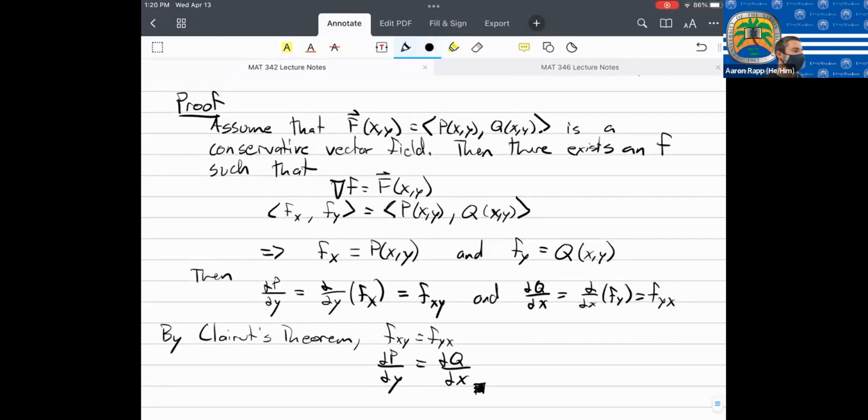So there's our entire proof. If it's a conservative vector field, I can guarantee you, thanks to Clairaut's theorem, that the mixed partial, so partial of the x component of my vector field with respect to y, has got to be equal to the partial of the y component of my vector field with respect to x. But this actually gives me a good test. I'm going to ask you to tell me what is the contrapositive of this theorem.